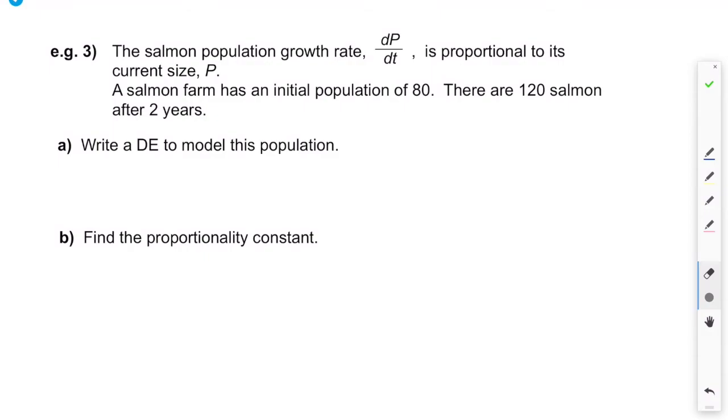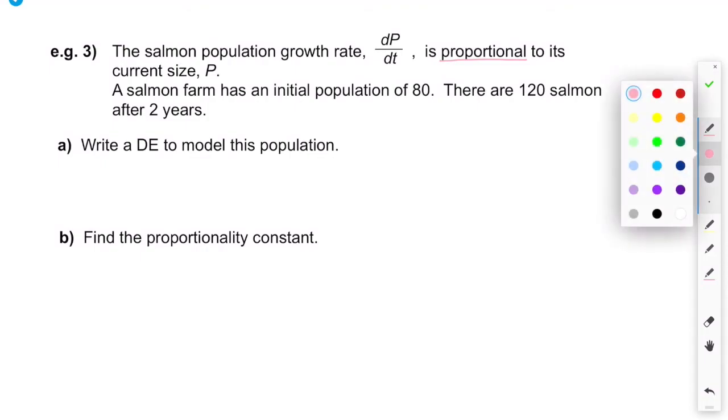A salmon farm has an initial population of 80. There are 120 salmon after 2 years. A. Write a differential equation to model this population. So one of the key words that you notice in this question is proportional. There's no mention of a certain function, but this gives away the relationship between the rate of change, or the growth rate, dP by dt, and the current size.